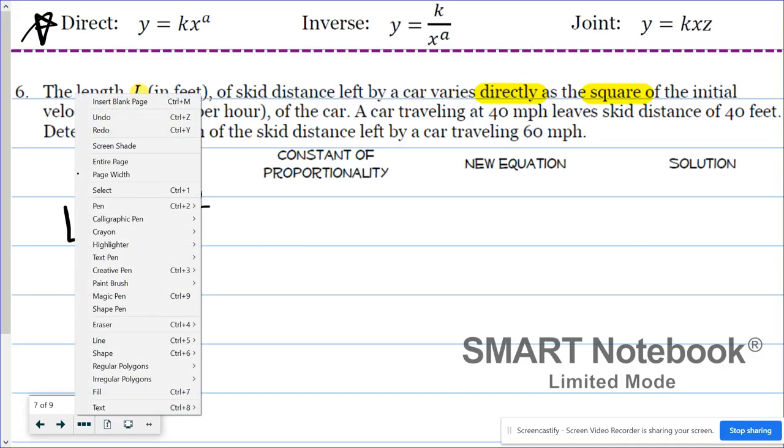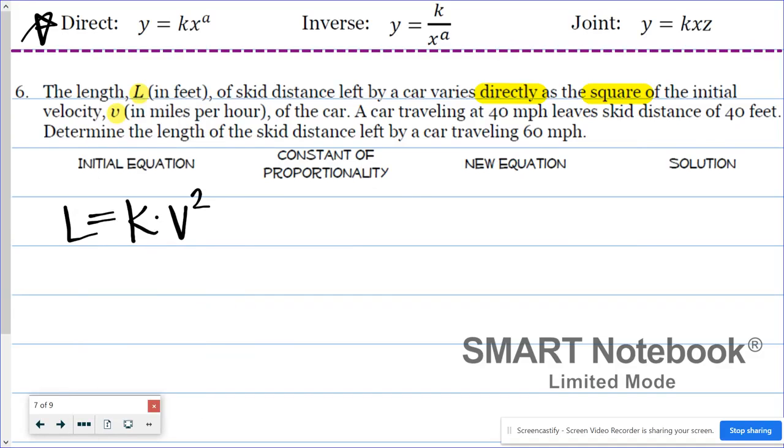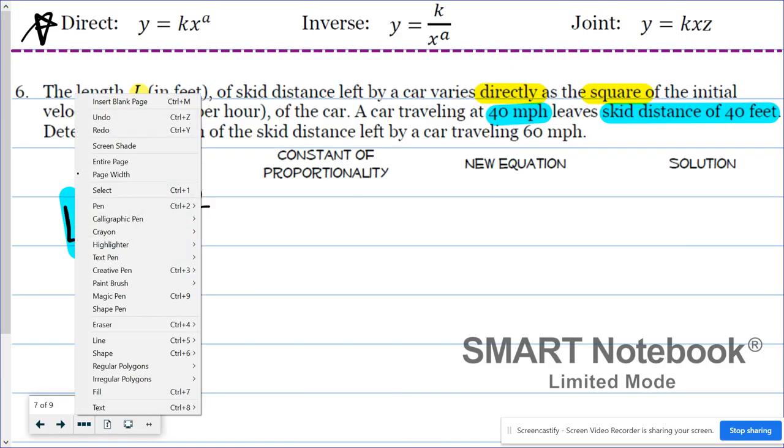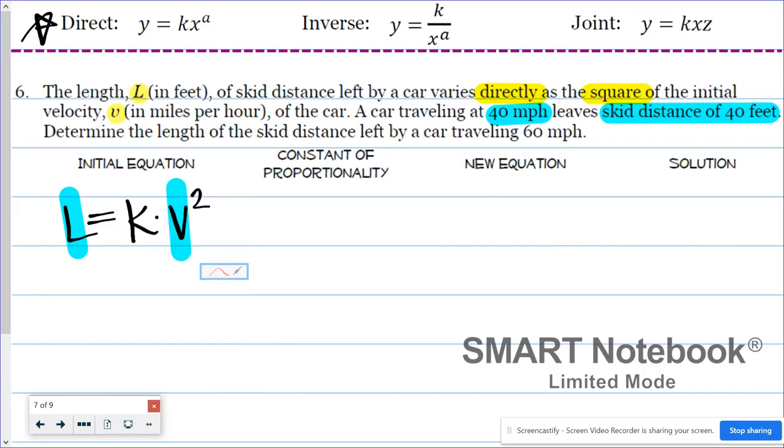So now I'm ready for that constant of proportionality. So let's get our info. A car traveling at 40 miles per hour leaves a skid distance of 40 feet. So L is the skid distance. The 40 miles per hour is the velocity. Okay, so I'm going to plug those things in.